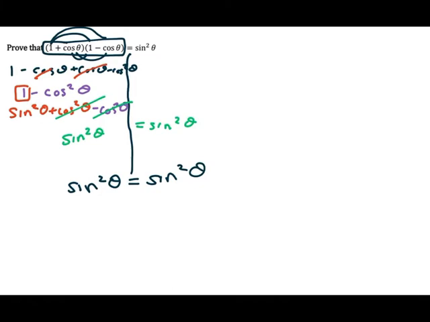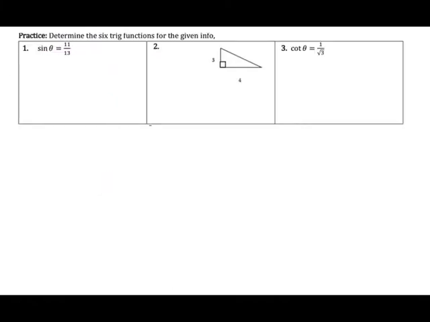Let's look at some more examples. All right, these 3 examples are asking us to determine the 6 trig functions using the given information. So our ultimate goal for number 1, since we have sine, is to find cosine of theta and tangent of theta, and also to find their inverses. And I always like to write these side by side. So the inverse of sine is cosecant, so I'm going to go ahead and write cosecant of theta here. The inverse of cosine is secant. The inverse of tangent is cotangent.